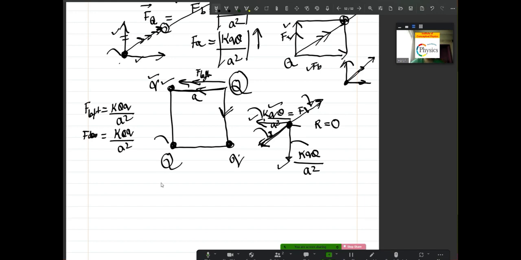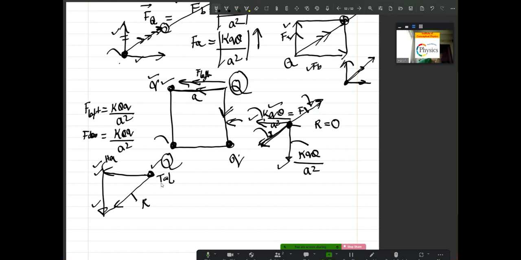Now these two are at right angles. Let me draw them correctly. This was leftward, the other one is downward. Therefore, the way to solve this is the first one, tail, the head, and then the second one, tail and head. I have drawn them correctly now, and now I know the resultant will be this. And if I have to calculate this resultant, it will be using Pythagoras.